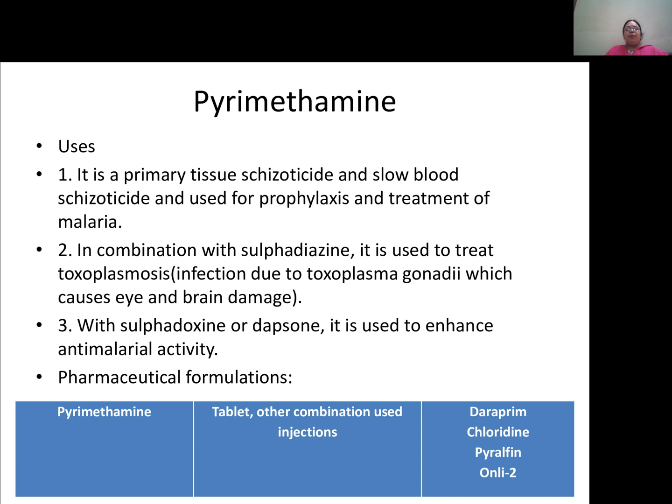The formulations of pyrimethamine are mainly the tablet, that is you have plain pyrimethamine tablet, but if you use it in combination like with sulfadoxine or dapsone, or when it is used with sulfadiazine, then in the combination form it is used as an injection. The brand names are Daraprim, Chloroidine, Paralphine, only 2.